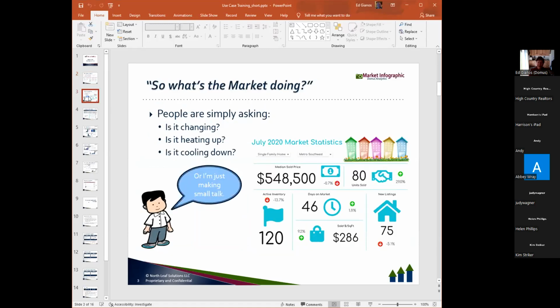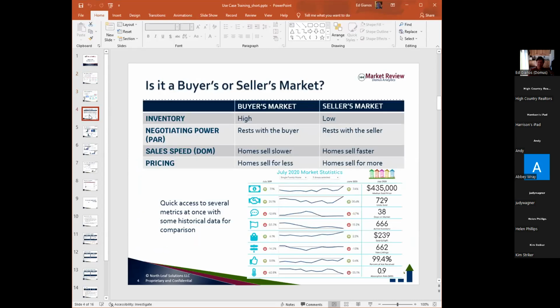So when people ask, what's the market doing? They're basically just asking a super simple question. They're making small talk. Is it up? Is it down? Is it cooling? And look at those metrics: what's the price? What's the days on market? What's that percent over closed? And go back to whatever dashboard you're comfortable with. But people are just looking for very simple answers. People are always curious about real estate.